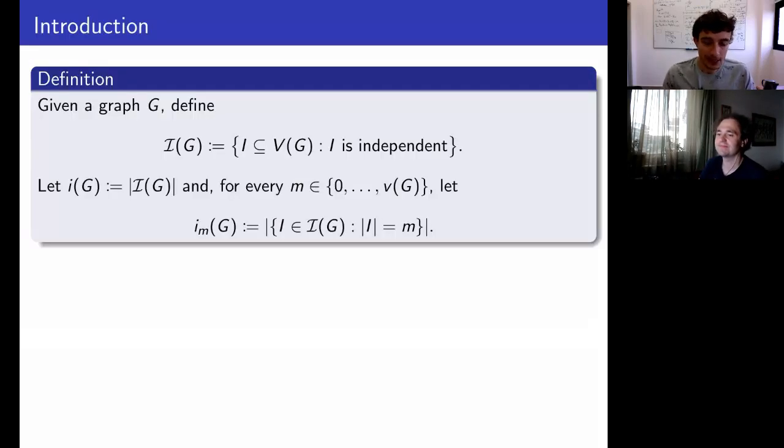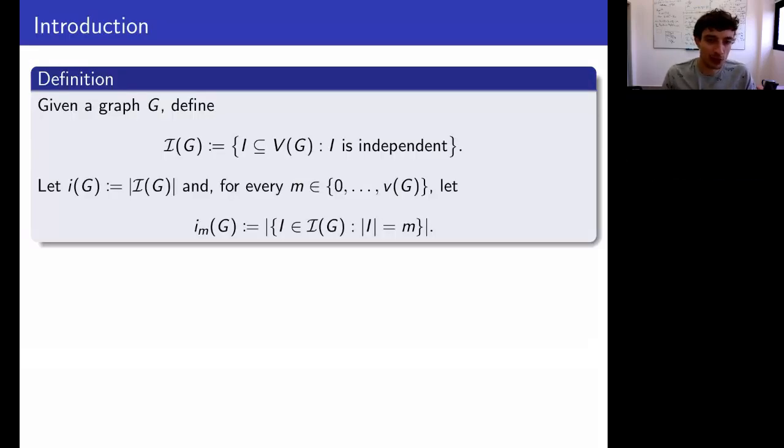So let me first introduce some notation. We'll be talking today about independent sets in graphs, so it's good to have a few pieces of notation. By script I of G, I will mean the family of all independent sets in the graph G, and we'll be counting them. So little i of G will be the cardinality of the set. And now I sub m of G will be the number of independent sets which have size precisely m. Now the topic would be to estimate I_m(G) for a given graph or a family of graphs G.